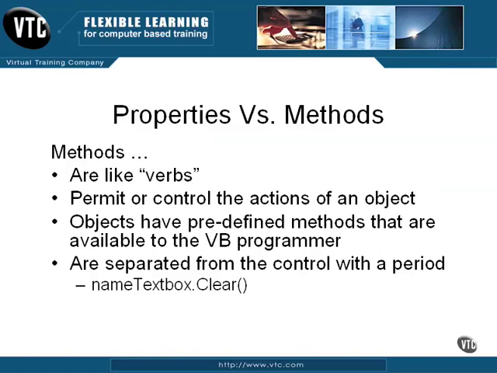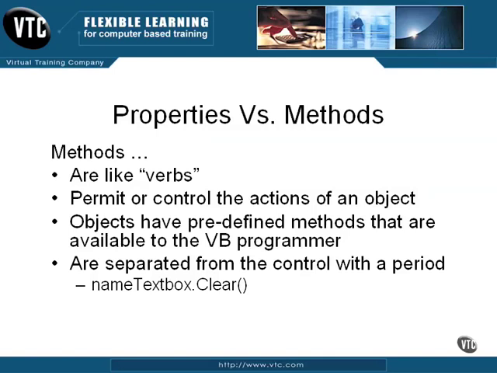Think of methods as if they are verbs. They are action items. They will permit or control the actions of a specific object. Objects will have predefined methods that are available to the Visual Basic programmer. That is, you're not able to create your own methods for an object. They are already built into the language. When using them in code, they look similar to a property in that they are separated from the control with a period or a dot.